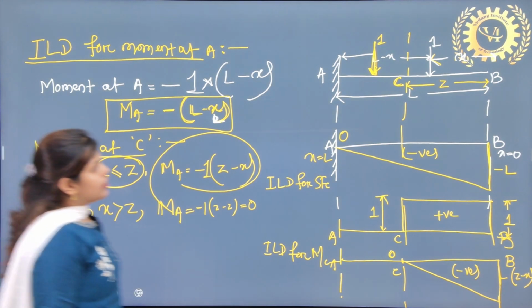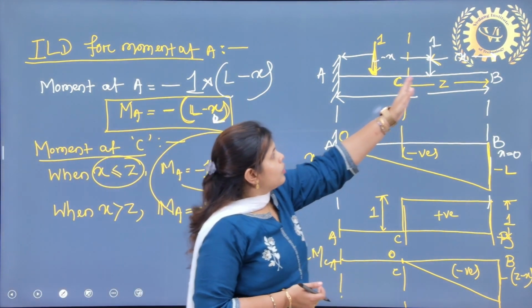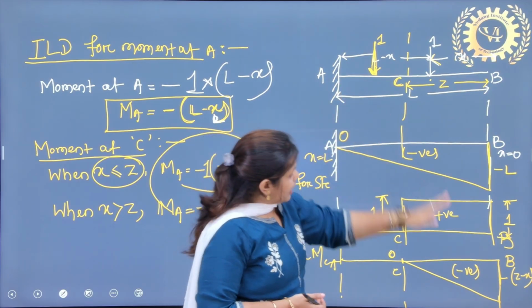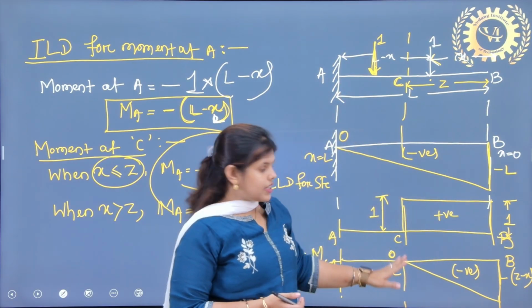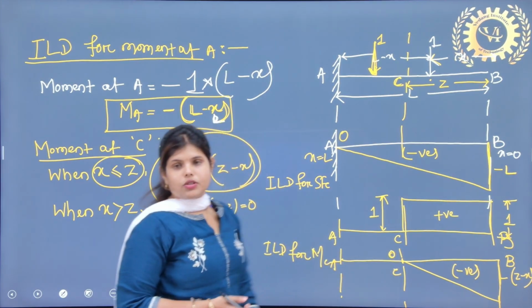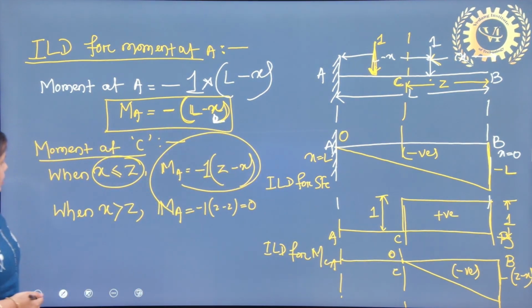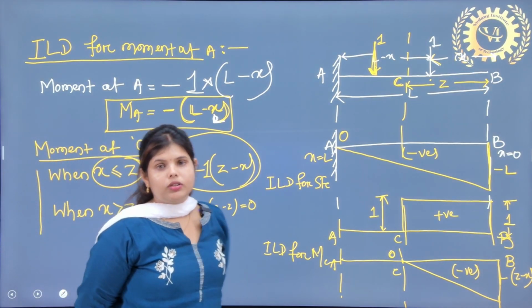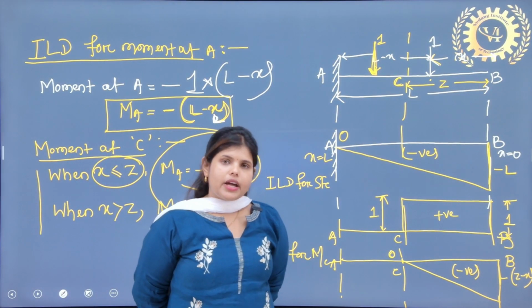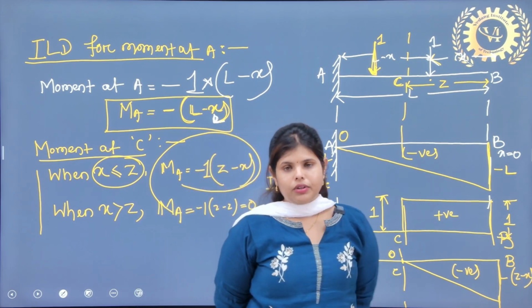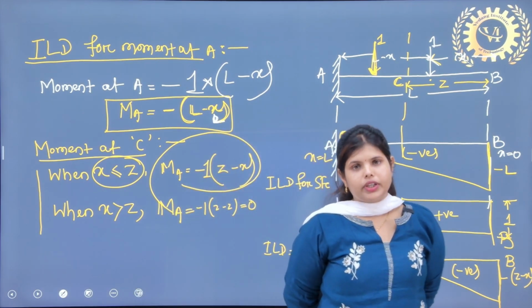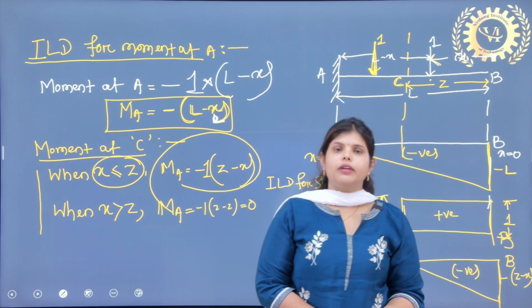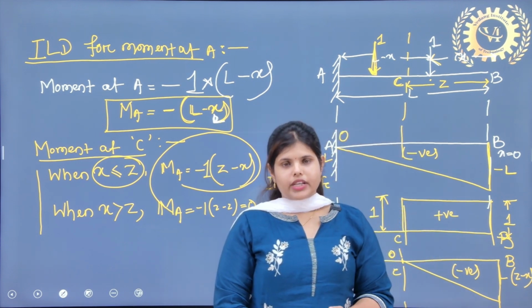Okay. When the load is moving from this point to the left of the beam, then the diagram changes its sign from the section. Okay. So in this class we have drawn the ILD for shear force and bending moment for a cantilever beam by putting a unit load. In our next class we will solve the influence line diagram for an overhanging beam. So stay tuned. Thank you.